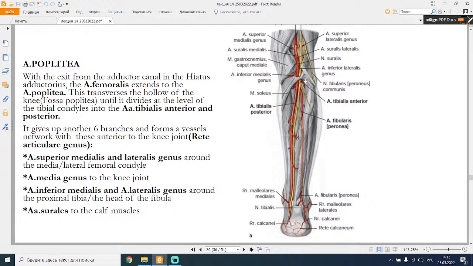And you see next arteria suralis medialis and arteria suralis lateralis. This is lateralis and medialis.